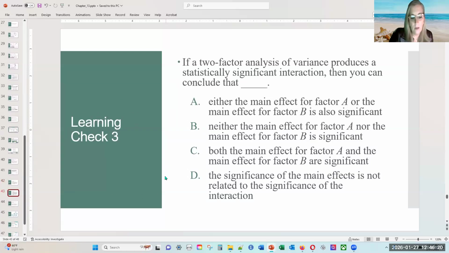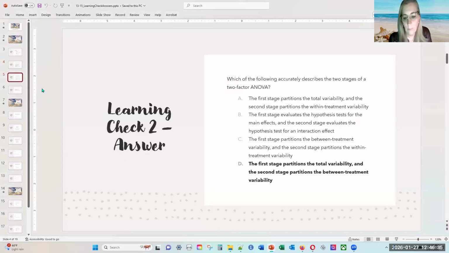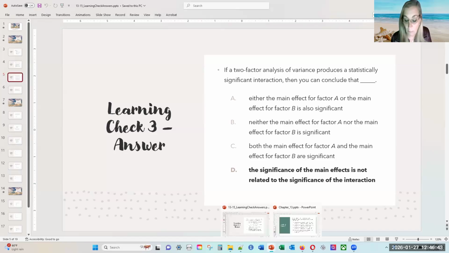All right, here's another learning check. If a 2-factor analysis of variance produces a statistically significant interaction, then you can conclude what? All right, let's find out. You can conclude that the significance of the main effects is not related to the significance of the interaction.